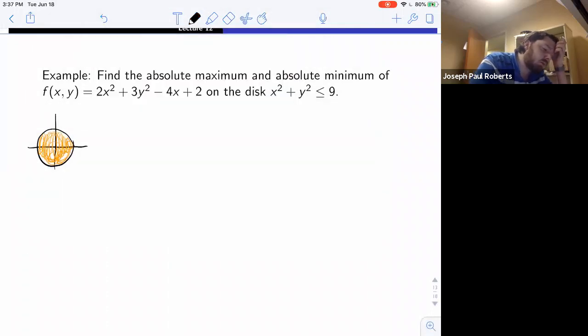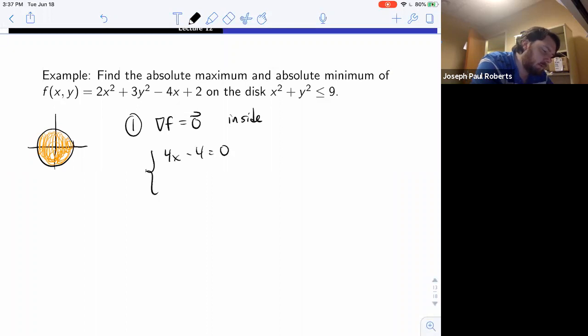And so our first step is grad f equal to 0 inside. So we need both partial derivatives to be 0. 6y equals 0, so we get the critical point (1, 0). Which, okay, I guess this is a radius 3 circle, maybe somewhere there.